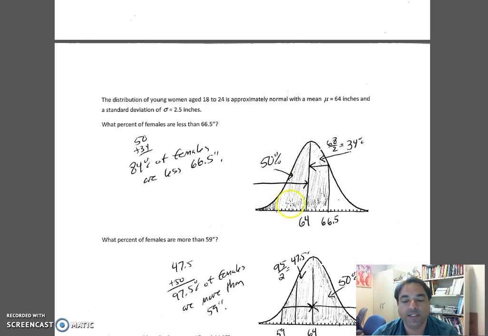Okay, so we're looking at this in pieces. First of all, if we look at the left side, we notice that, oh, that's half of the graph. So the left side of the mean is 50%, half of the graph. The trickier part is to find this piece here. Now there's several ways of doing it, but here's the way I think is the best. Remember, we're only looking at this section here.